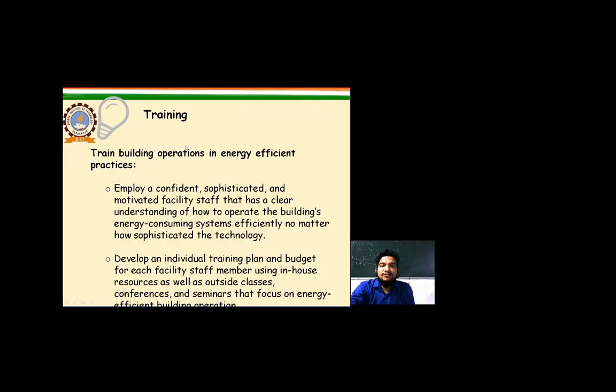Now the next item is training. With the training, we are doing some types of tasks to maintain our decorum for that organization. We train the building operation in energy efficient practices. Firstly, employ a confident, sophisticated, and motivated facility staff that has a clear understanding of how to operate the building's energy consuming systems efficiently, no matter how sophisticated the technology.